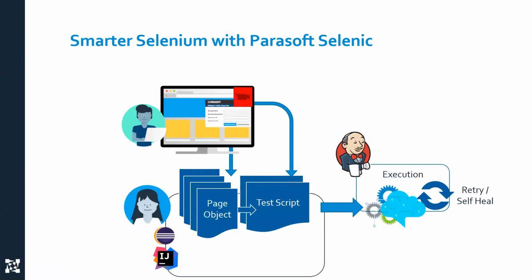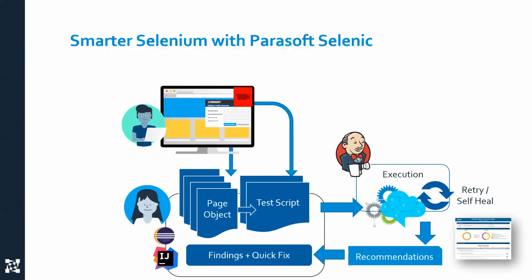So Parasoft Selenic gives us the ability to analyze those tests at runtime, and then self-heal when those tests fail and pass recommendations back into the IDE plugin to help streamline the updating of those tests. It's very key here that when Selenic is running the self-healing, it is not editing the script. You need to have a human in the loop to make sure that you're making the right changes to the test script and so that you have visibility as to what's going on as a whole.